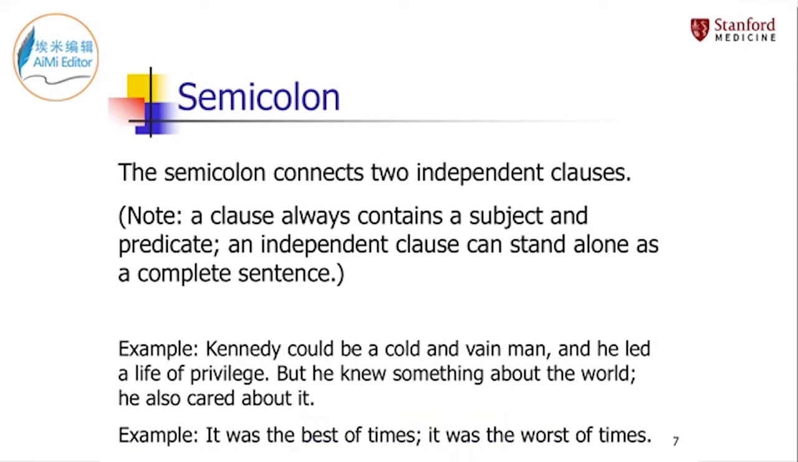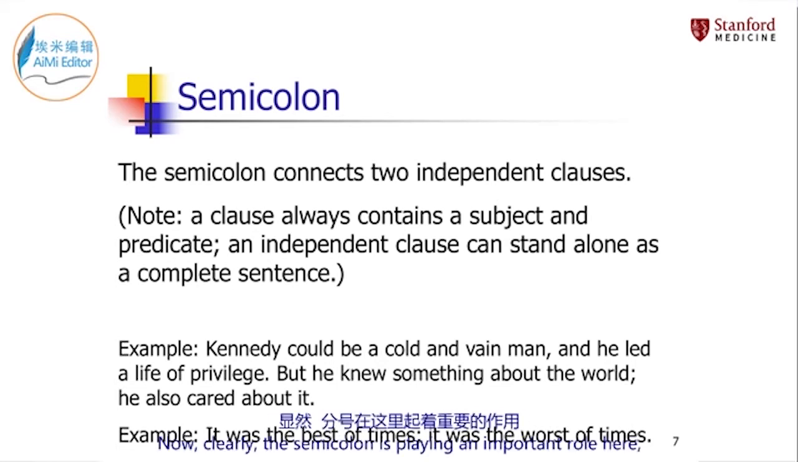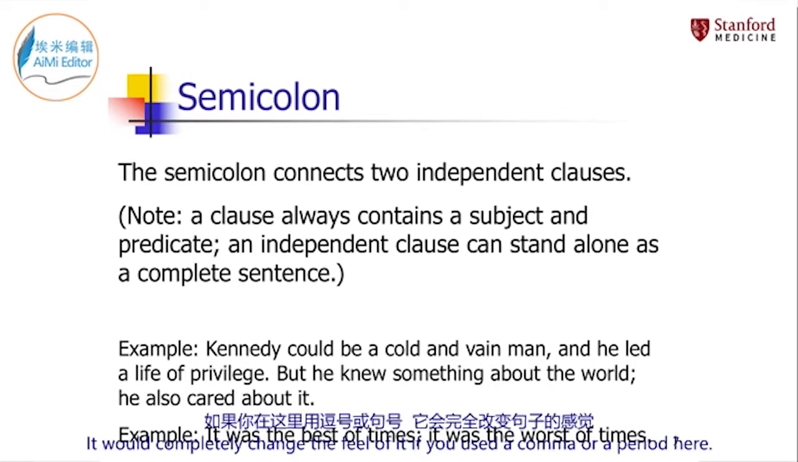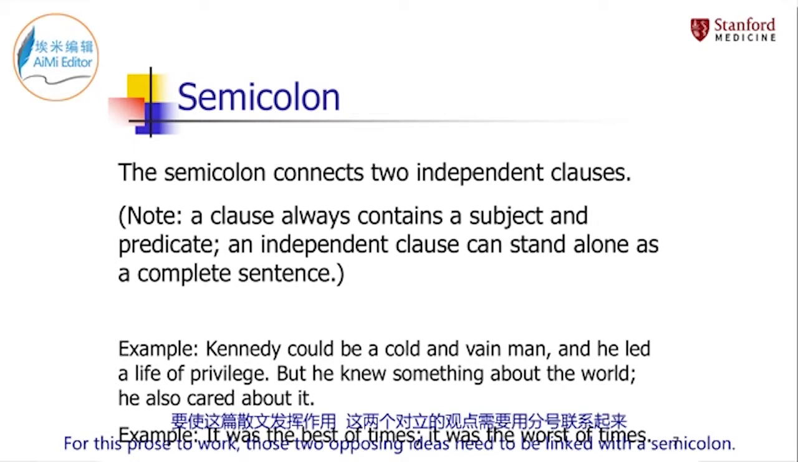Another classic example is from Dickens. It was the best of times; it was the worst of times. Now clearly the semicolon is playing an important role here because it's joining those 2 ideas. It would completely change the feel of it if you used a comma or a period here. For this prose to work, those 2 opposing ideas need to be linked with a semicolon.